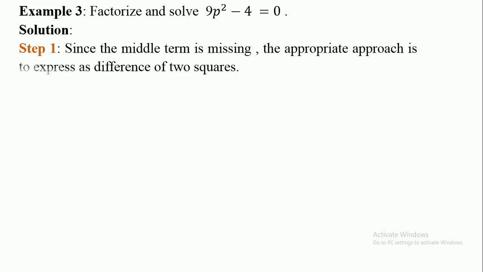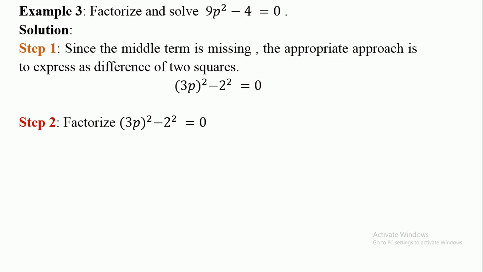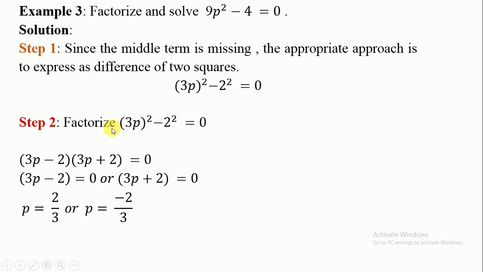Okay, so since the middle term is missing, the appropriate approach in this sense is to use the difference of two squares. So how do you go about that? You can express this 9p squared as 3p open bracket square, and 4 also can be expressed as 2 squared. So this makes it easier for you to get out the difference of 2 squares. So you can factorize using the difference of 2 squares. That makes you 3p minus 2 close the bracket, 3p plus 2 equals 0.